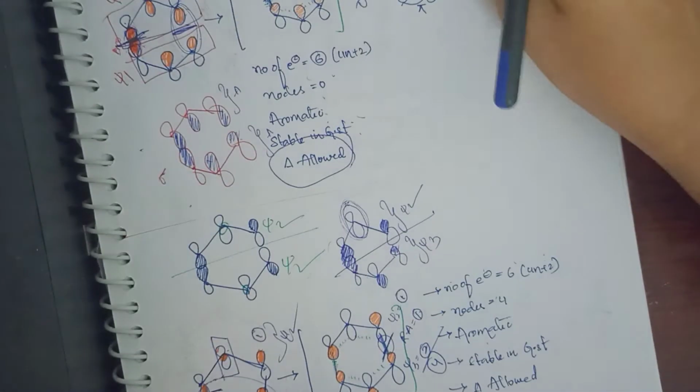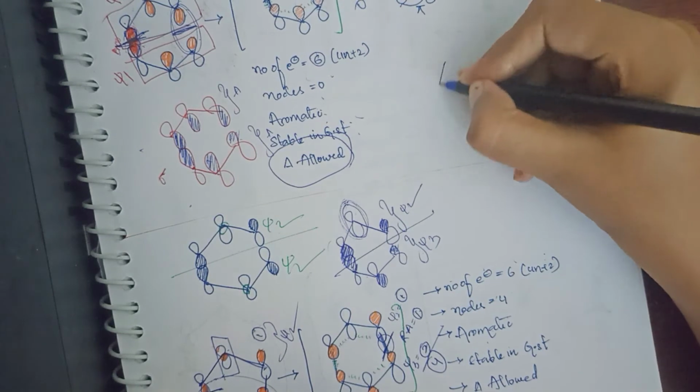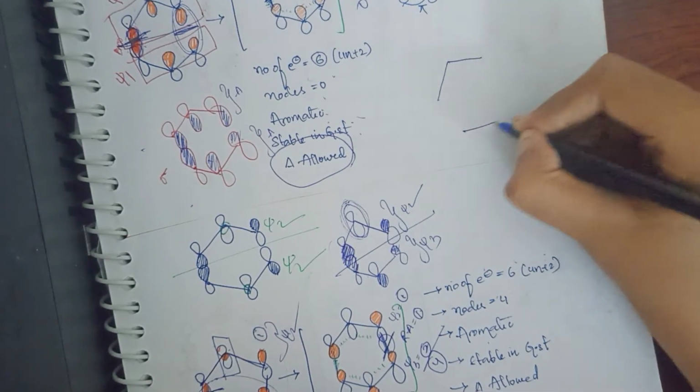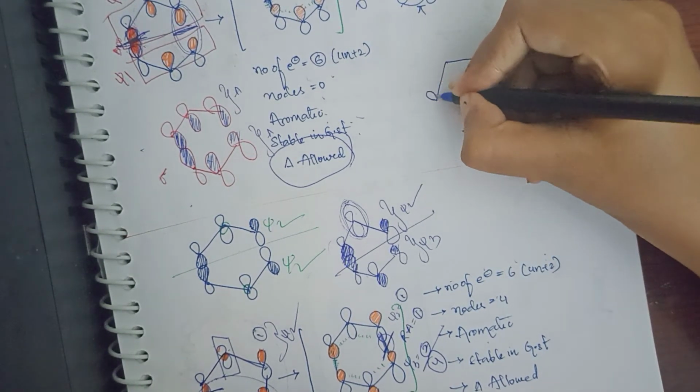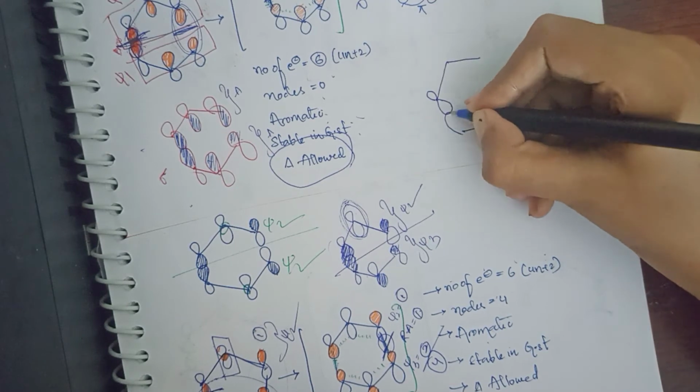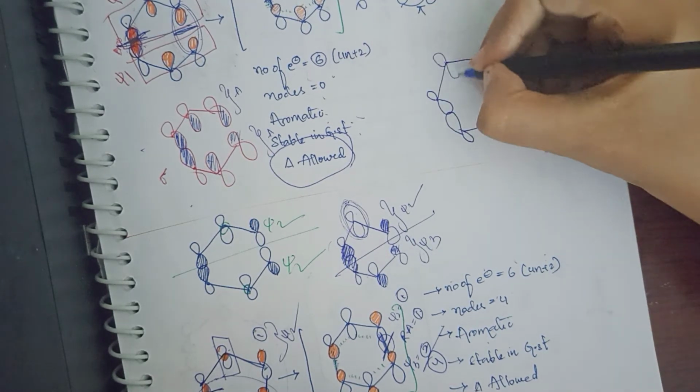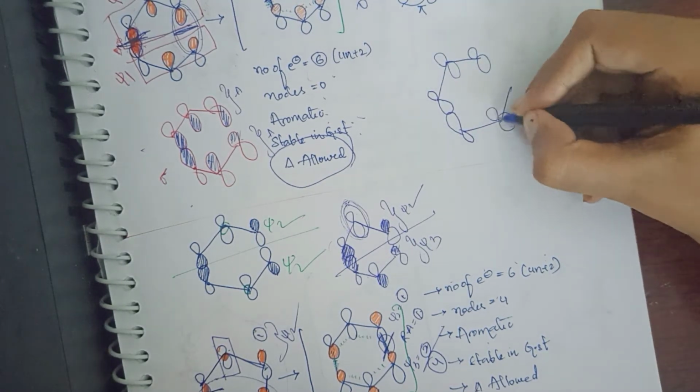Once again I am explaining how to draw it. First you keep two systems. The first one, this one bond, is a sigma bond. I am keeping sigma here, and here I am drawing the pi p orbitals.